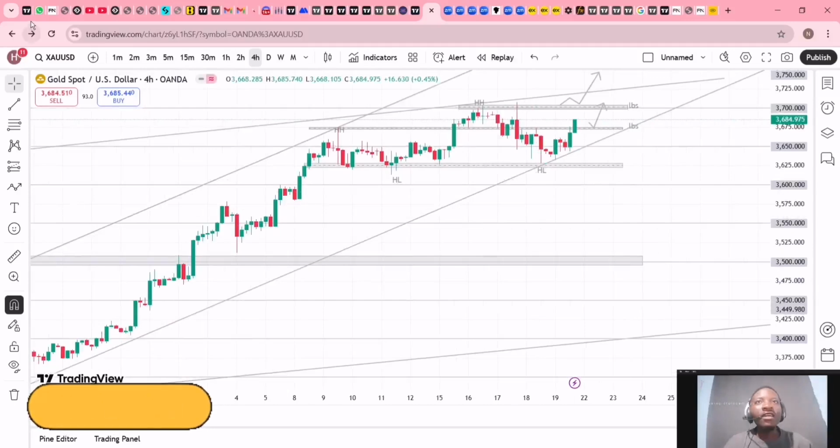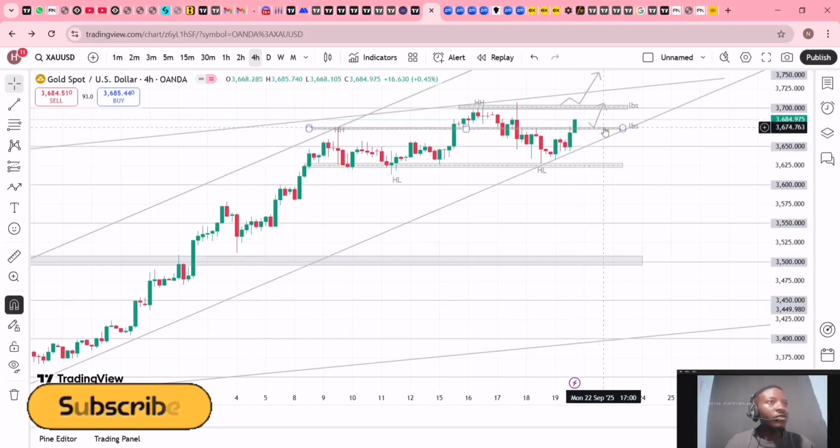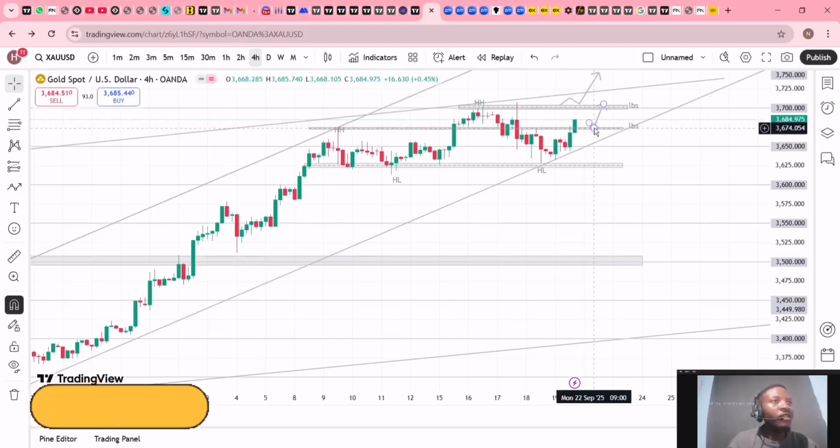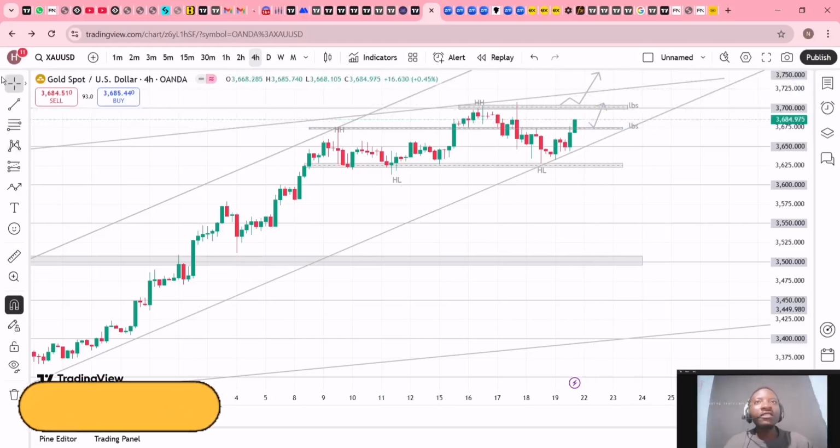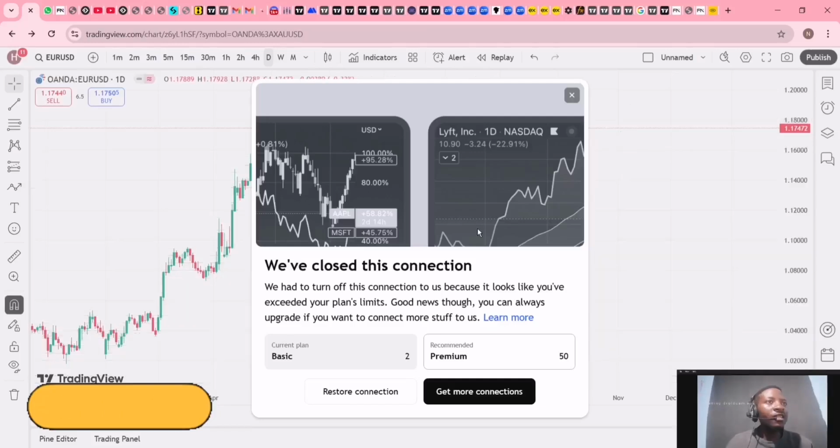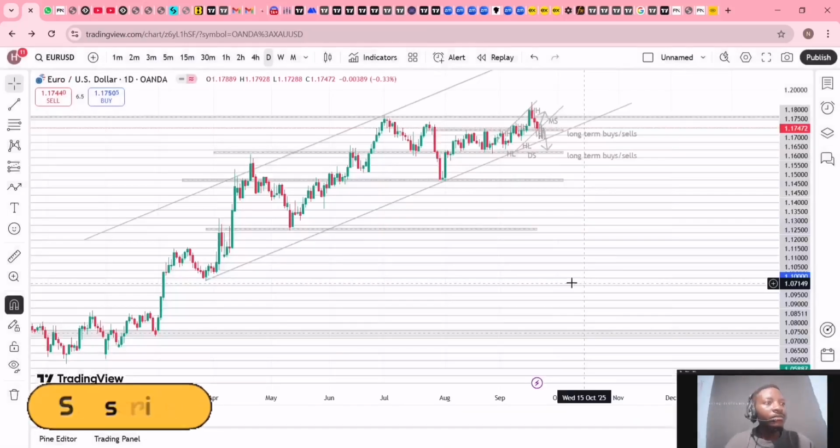So if we are to take a trade here upon the Asian session or London session opening, we will expect gold to hit back here before we then continue. Depending on the candlestick pattern we're going to have here for confirmation for buys, we're going to take buys at this level. That is it for gold. Let's head over to EURUSD, which is directly affected by the DXY.